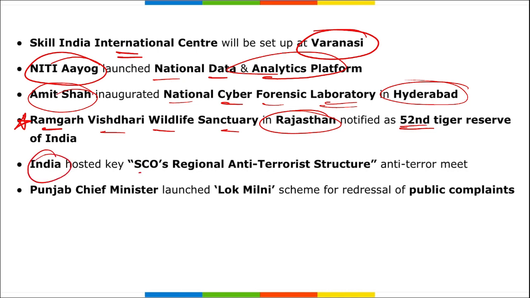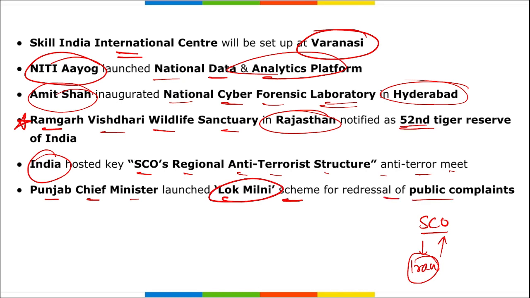India hosted the SCO's regional anti-terrorist structure meet. Also remember, a significant key point of SCO is that Iran can also join SCO. There is news going on that there is a high chance that Iran can be a part of SCO. Then the Punjab Chief Minister has launched the Lok Milne scheme for the redressal of public complaints. Also mark this. Who is the Chief Minister of Punjab? Bhagwant Singh Maan.